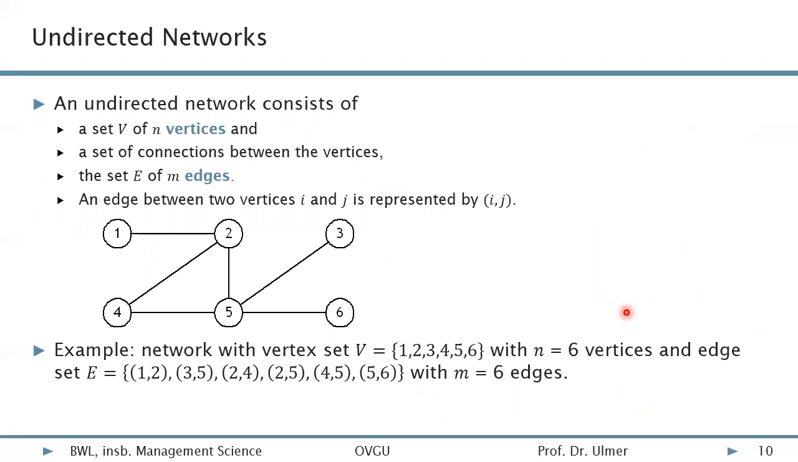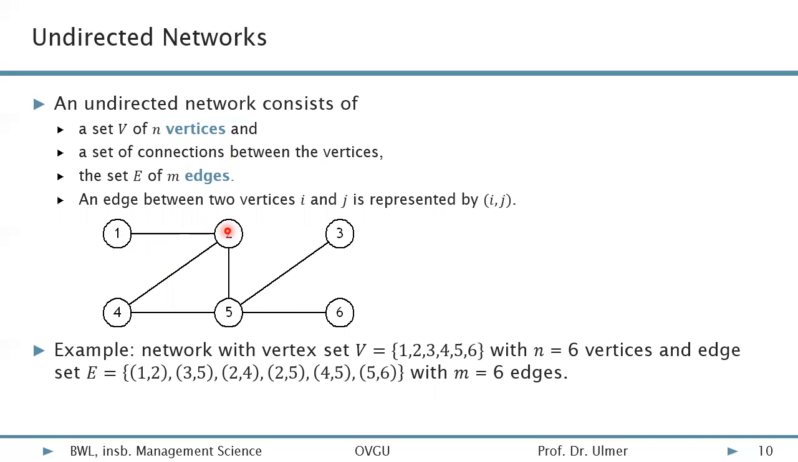So an undirected network, seen here, has vertices. These are the nodes here. This network has 6 vertices. Connections between them are called edges. This has 1, 2, 3, 6 edges. And here the vertices have numbers, 1, 2, 3, 4, 5, 6.